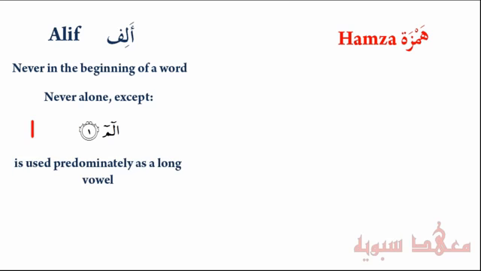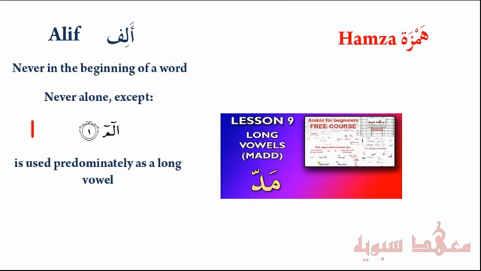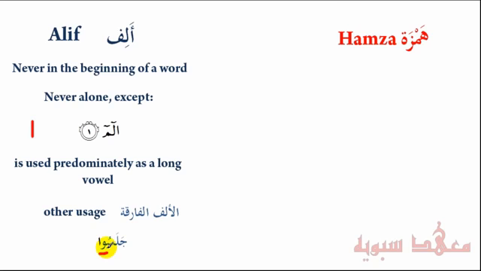Next, the Alif is used predominantly as a long vowel. I've got lessons on the long vowel, and you can listen to that, but that is its primary use. It's used as a long vowel, what's known in Arabic as mad. The other usage is what's known as al-alif al-fariqa. This occurs with specific verbs, where we have the waw al-jama'a, which denotes the masculine plural. And we have the alif written here, but it's not pronounced.